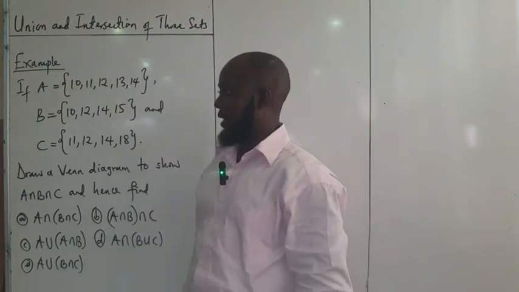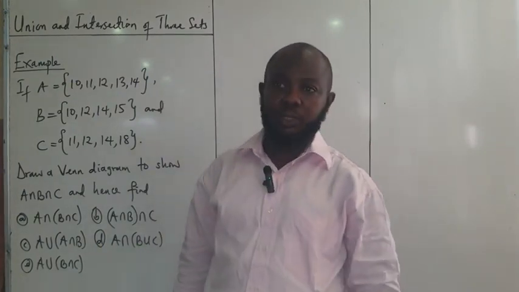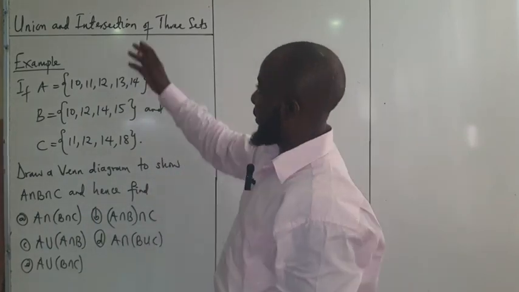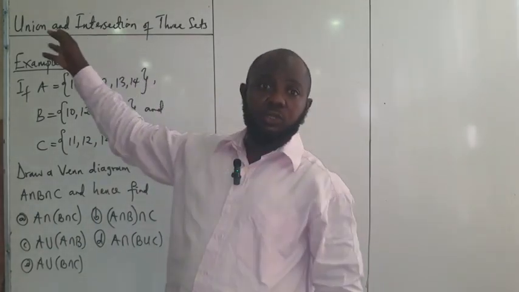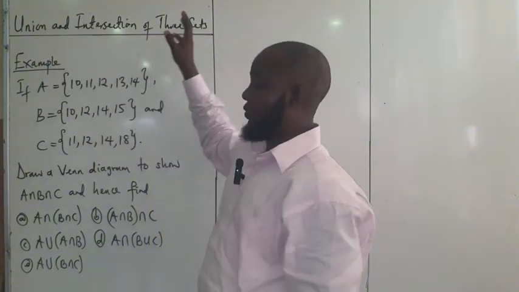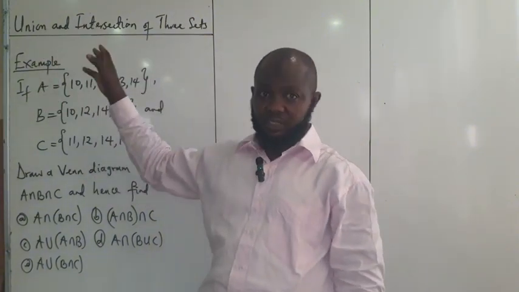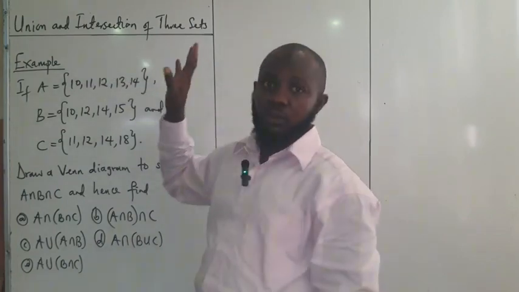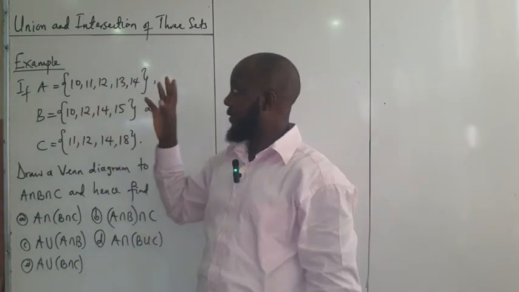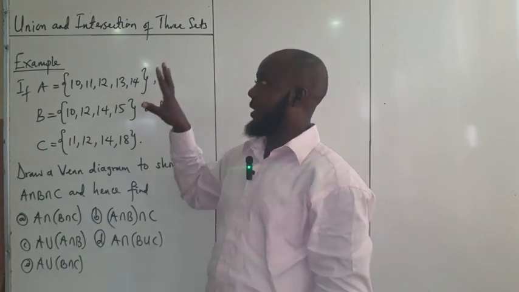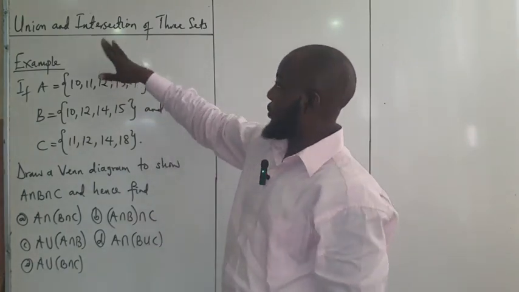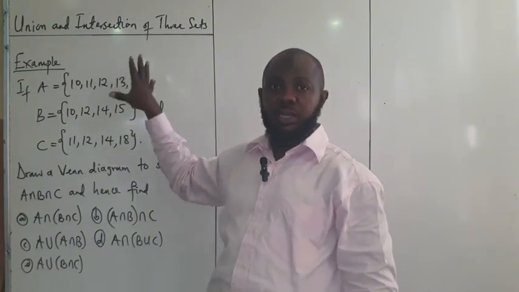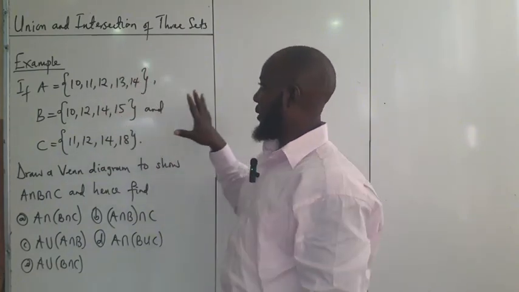In our last class, we looked at some aspects of sets. Today we want to talk about union. We talked about intersection, and we also talked about universal sets. But today we want to look at union and intersection of three sets. After this, we're going to look at the laws that attach to union and intersection of sets. We're going to look at that in this video as we move on.